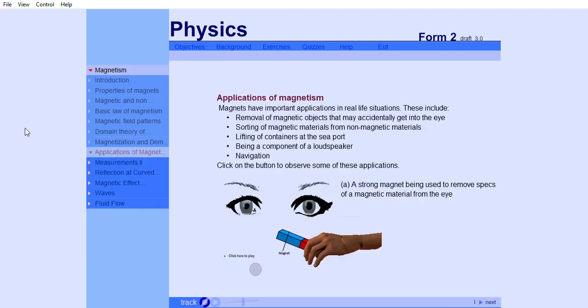Applications of magnetism. Magnets have very important applications in real-life situations. These include removal of magnetic objects that may accidentally get into the body, sorting of magnetic materials from non-magnetic materials, lifting of containers at the seaport, being part of a loudspeaker, and navigation. Click on the button to observe some of these applications.